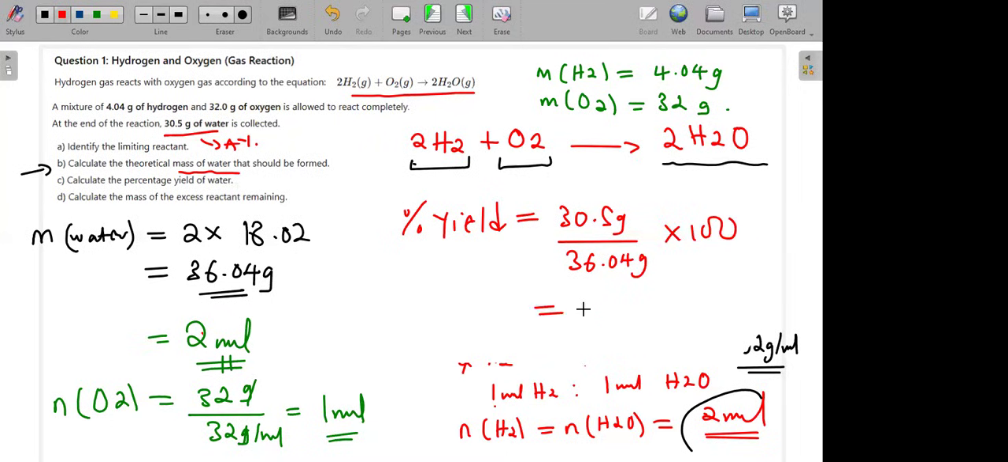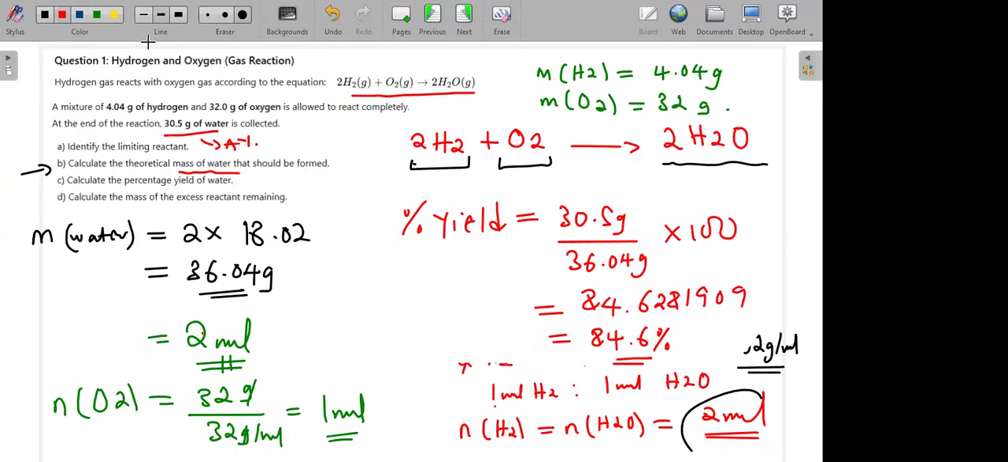So this here will be my what? My percentage yield. So what do I get? I have 30.5 divided by 36.04 and then multiplied by 100. So I get 84.6281909. So just round it off to one decimal place. That would be 84.6%. So that one there is my percentage yield.